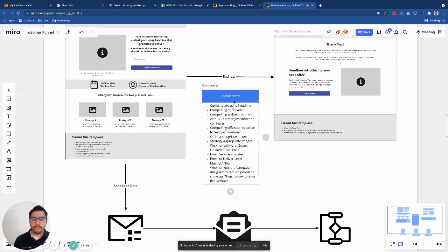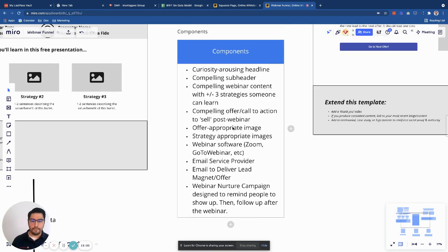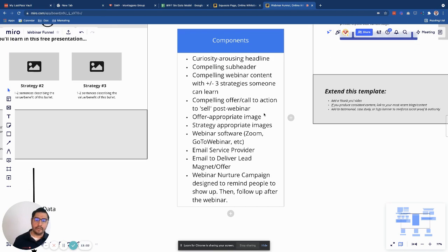Now, what components, as I mentioned before, so there are a couple of components. Just to summarize, you want to make sure you've got a curiosity-arousing headline, certainly compelling subheaders, and really compelling webinar content with around 3 strategies, no more than 3 strategies really, that someone can learn, but that also leads to a purchase decision. Because at the end of the webinar, you want to have a compelling offer and call to action that you can sell at the end of the webinar and into the post-webinar.